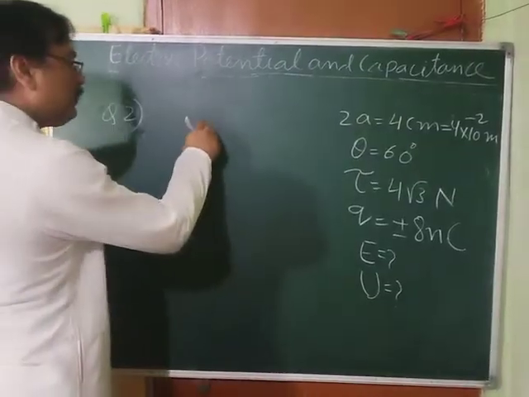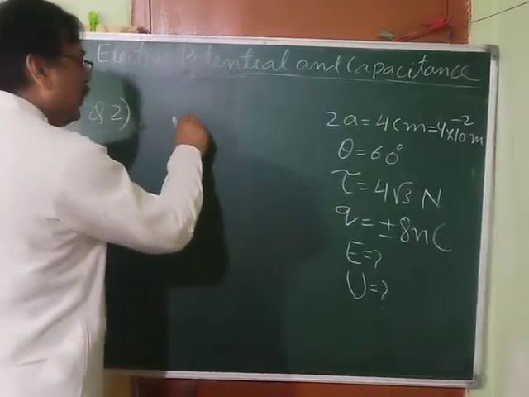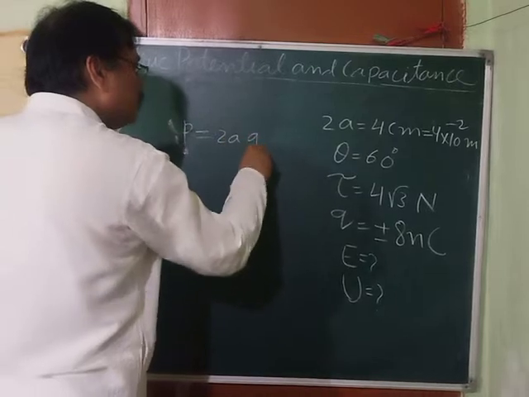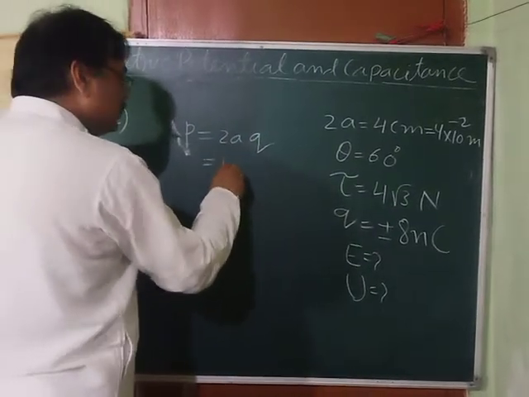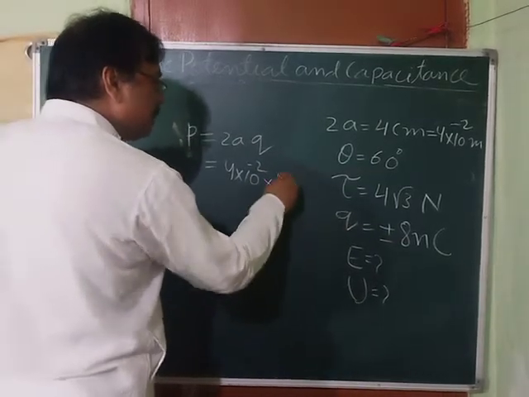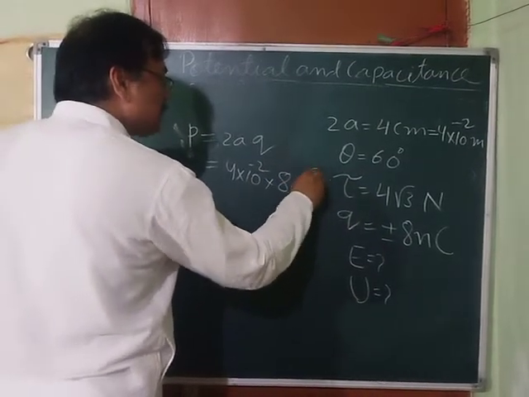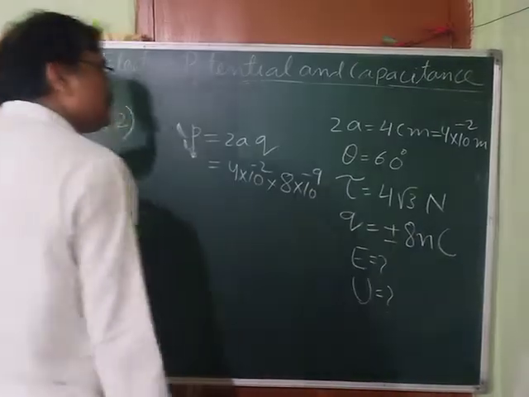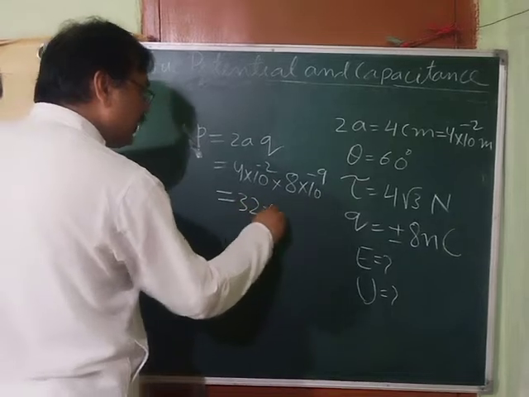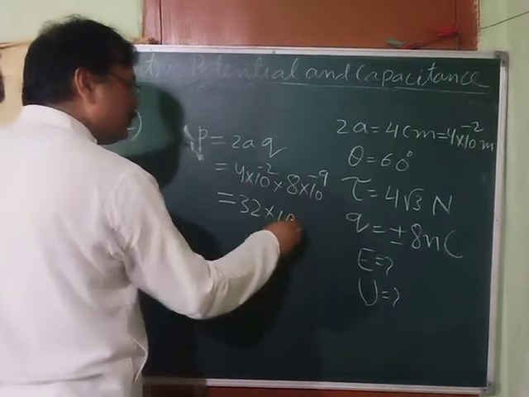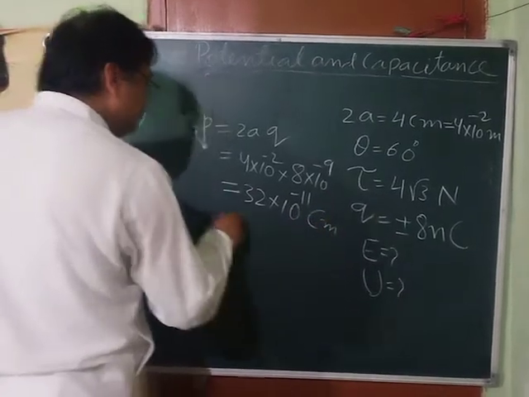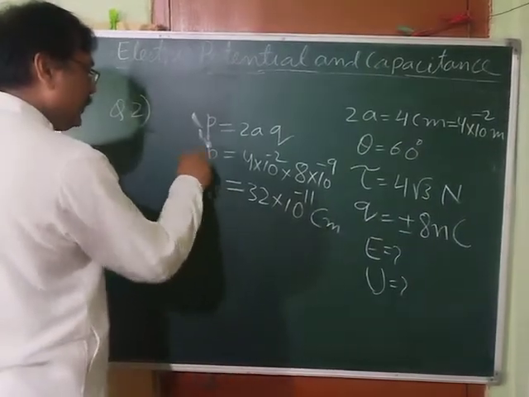First of all, we have to find out the electric dipole moment, that is P. P is 2aq. 2a is 4 into 10 raised to the power minus 2. q is 8 into 10 raised to the power minus 9. Why minus 9? Because nanocoulomb is there. So we get 8 fours are 32 into 10 raised to the power minus 9 minus 2, minus 11. This much coulomb meter. We got the value of P in this way.